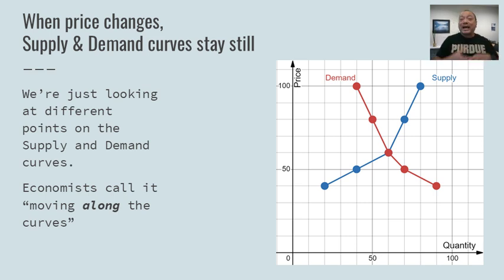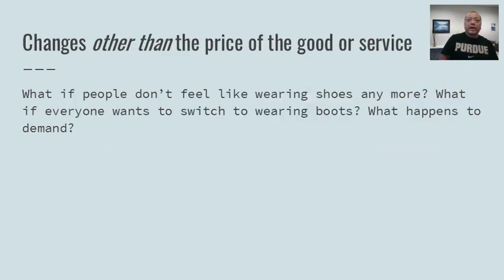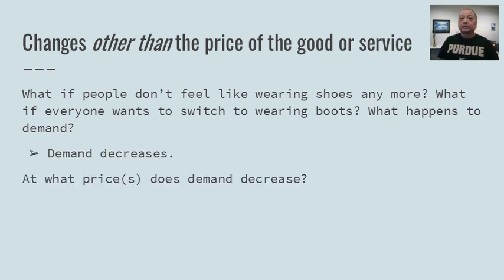Now, let's make some changes outside of the price of the good or service we're looking at. What if, for whatever reason, people don't feel like wearing shoes anymore? What if everyone wants to switch to boots? For example, if a bunch of celebrities start wearing boots instead of shoes. What happens to demand? Demand decreases, because that's the assumption, right? That people don't feel like wearing shoes anymore. People buy fewer shoes. There's a decrease in demand.